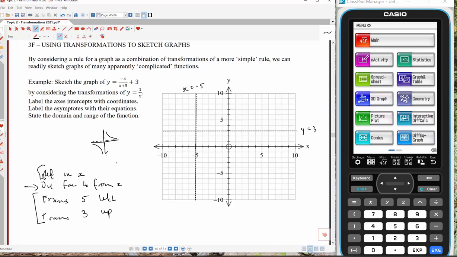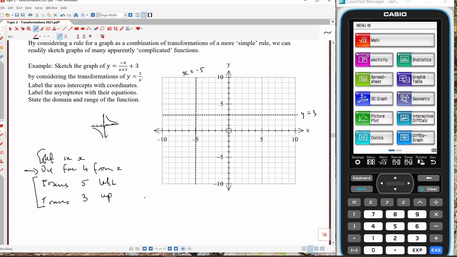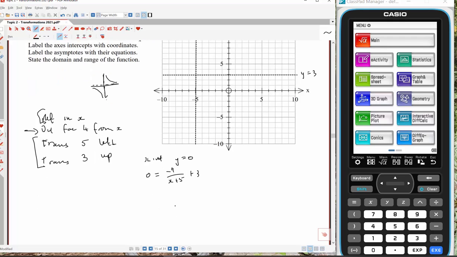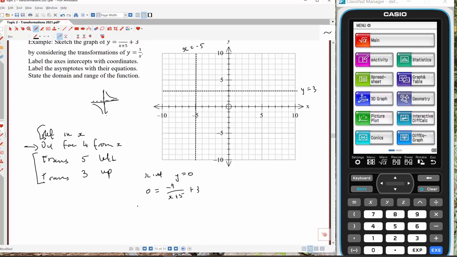Okay, so let's get an x-intercept and a y-intercept. The x-intercept will be somewhere here, the y-intercept will be somewhere here, and then we'll just use symmetry to sketch this part here. We'll note that the x-int occurs when y is equal to 0. So 0 equals -4 over x plus 5, plus 3. What I'll do is subtract 3 and multiply by x plus 5 all in one move. Equals, what's that number? -4.